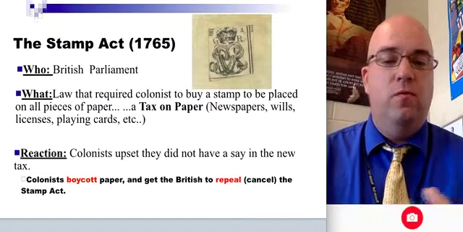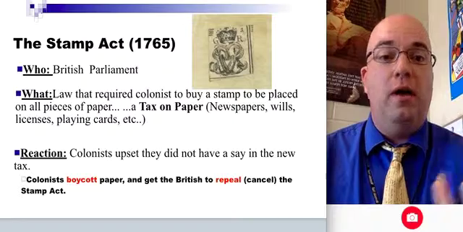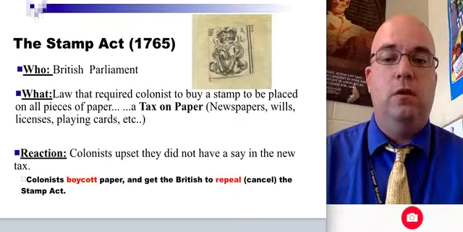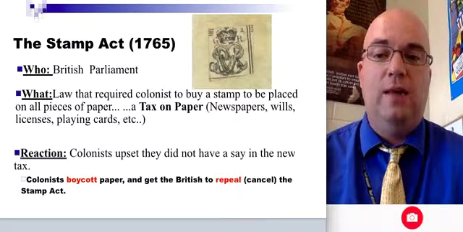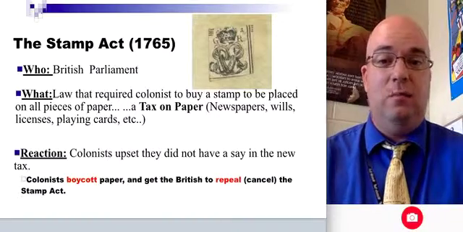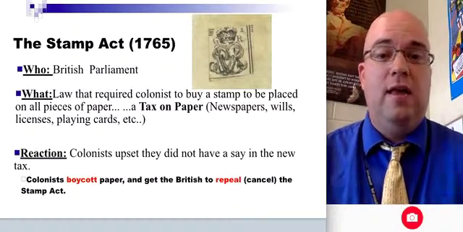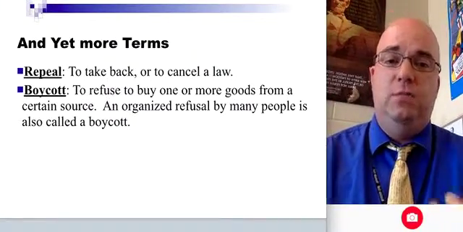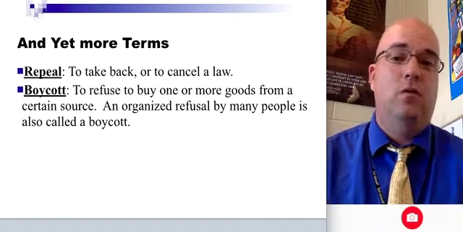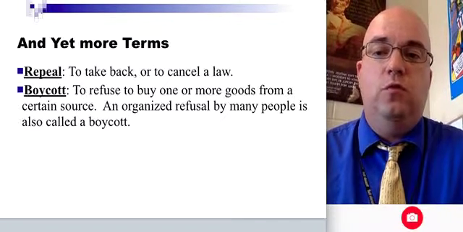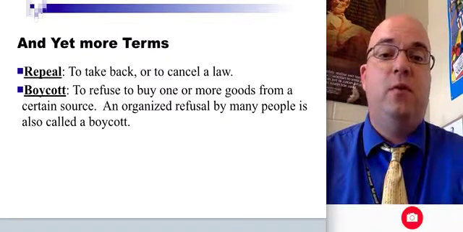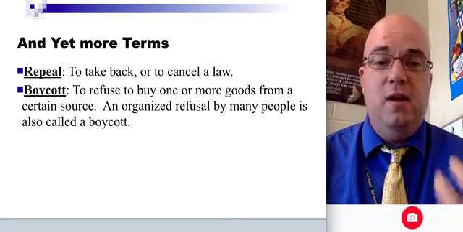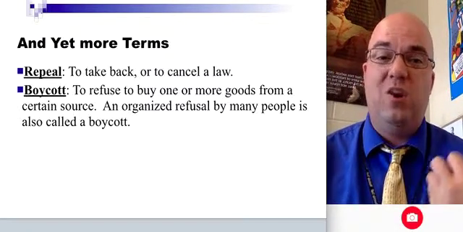And so the colonists, very angry by this tax, began boycotting paper, refusing to buy the paper, and then eventually it forces the British government to repeal or cancel the Stamp Act, as a reaction to these riots that break out in the colonies, as well as this boycott that was taking place that was very effective. To repeal just means to basically take back or cancel a law. To boycott means to basically refuse to buy. So if you are upset with a business, you can say, I'm going to boycott them. I'm going to stop buying from them. And usually it's organized. Many people have to participate in order to hurt the business.